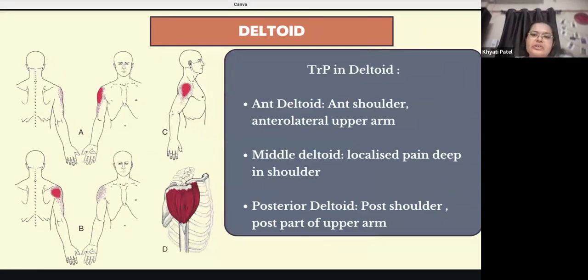TRPs in anterior deltoid fibers will have pain in the anterior shoulder and the anterolateral upper arm. The middle deltoid will have pain localized deep within the shoulder, and the posterior deltoid fibers will produce pain in the posterior part of shoulder as well as posterior part of the upper arm.